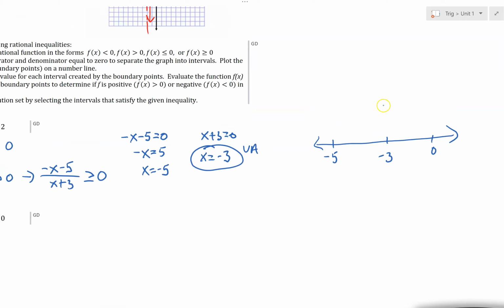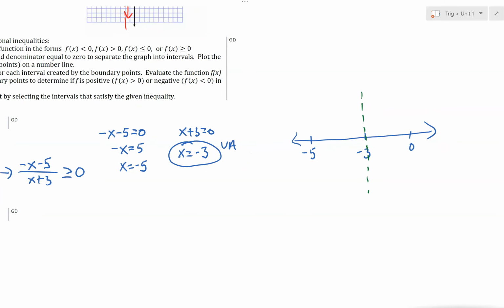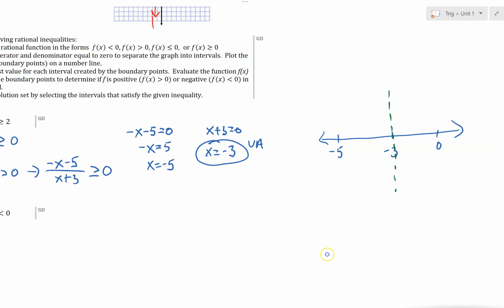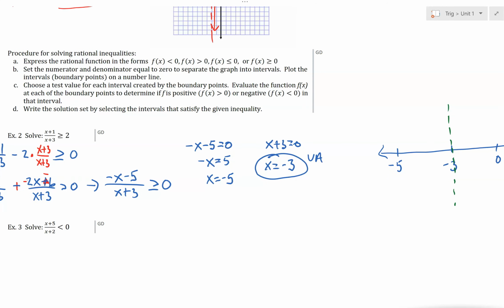Negative 3 is my vertical asymptote, so I know under no circumstances can it equal that. So what we're trying to figure out here is what's going on with this thing. And we do need to check points at this particular juncture. Okay, we're going to need to check some points. So looking at this one, we just got to pick values on each side of both of these boundary points. So I'm going to start with 0. Just going to plug 0 into the equation here.